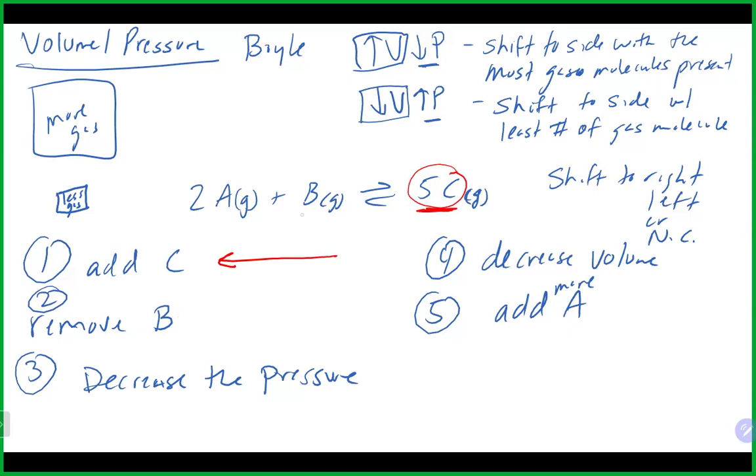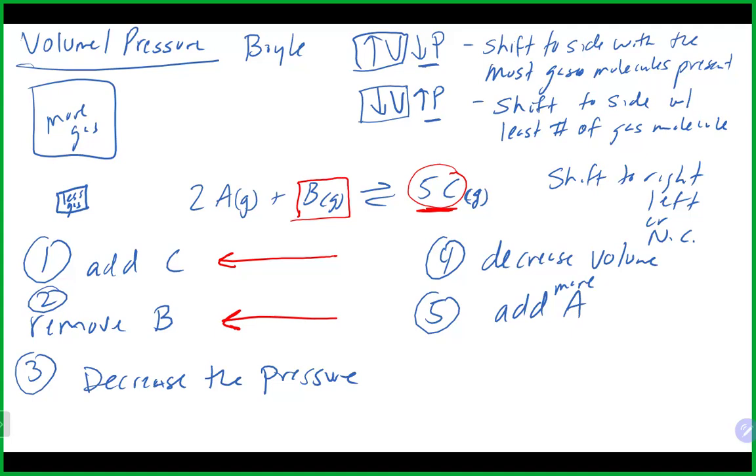We're going to remove B. B is over here on the reactant side. So again, you can think of it as creating a hole over there on the reactant side, and we're going to go towards that side to fill the hole. And again, the same reason really is we now have more products than reactants because we got rid of some reactants. So it's going to cause that reverse direction to basically occur.